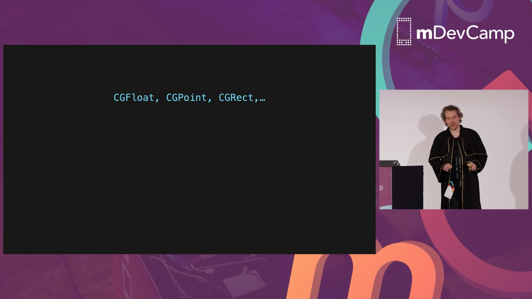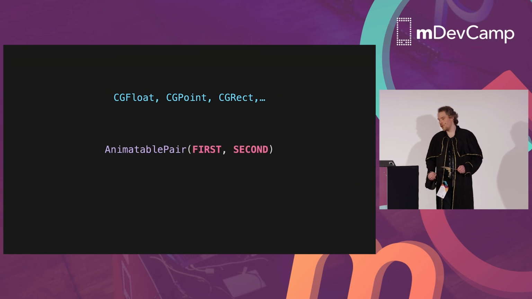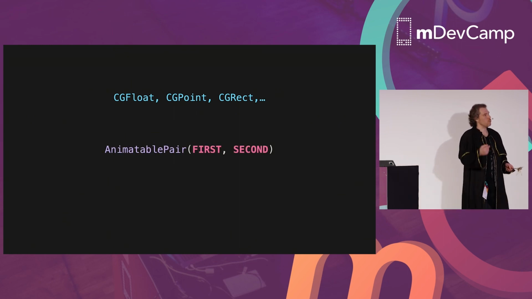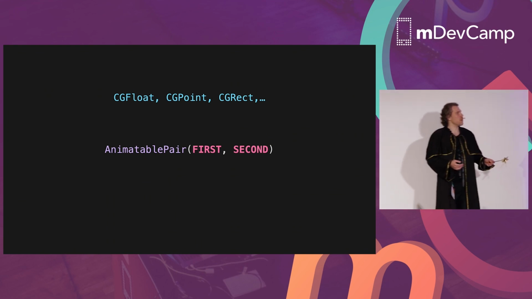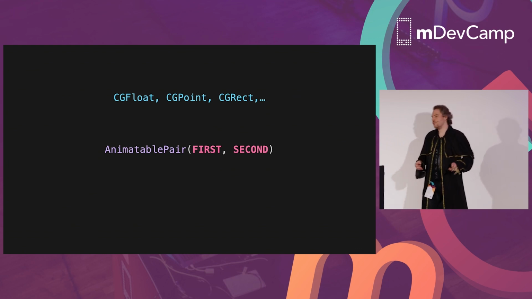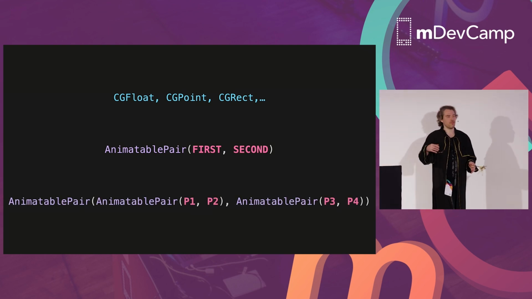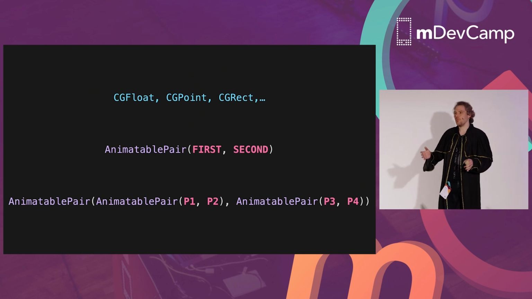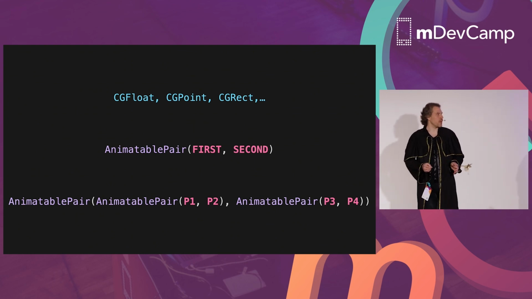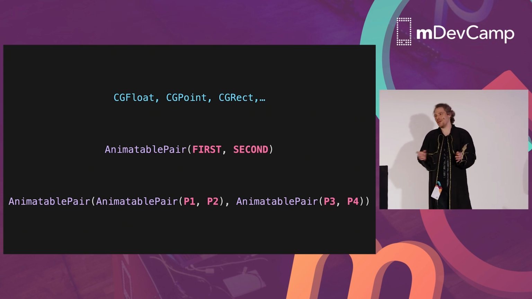But for our current knowledge, it's important that what SwiftUI provides us with, CGFloats, CGPoints, they are all implementing this protocol. And if you need to animate more values, then you can use an AnimatablePair, which basically combines two animatables together. And if you need more, then you can nest those animatable pairs together. So if we have like 4 properties in our view and we want to animate all of them together, then we can create an AnimatablePair, which is a pair of 2 AnimatablePairs.